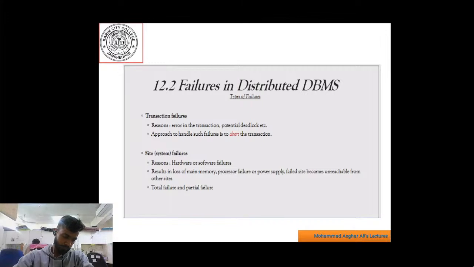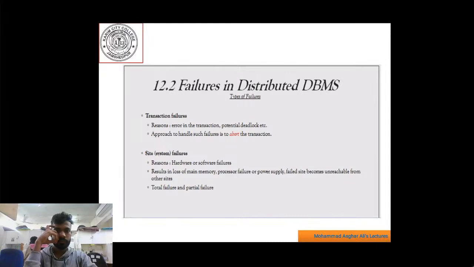Reason: error in the transaction, potential deadlock, etc. The approach to handle such failure is to abort the transactions. Second is site failures, which is also called system failure. The reason for system failure constituted the bulk of our discussion in this section. It can be traced back to a hardware failure or to a software failure.